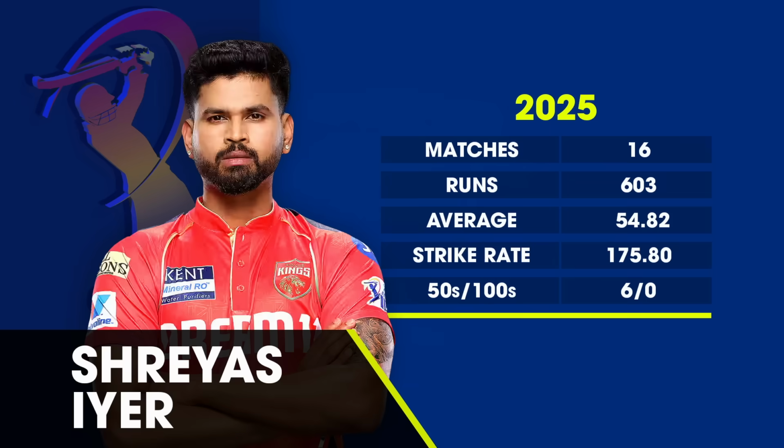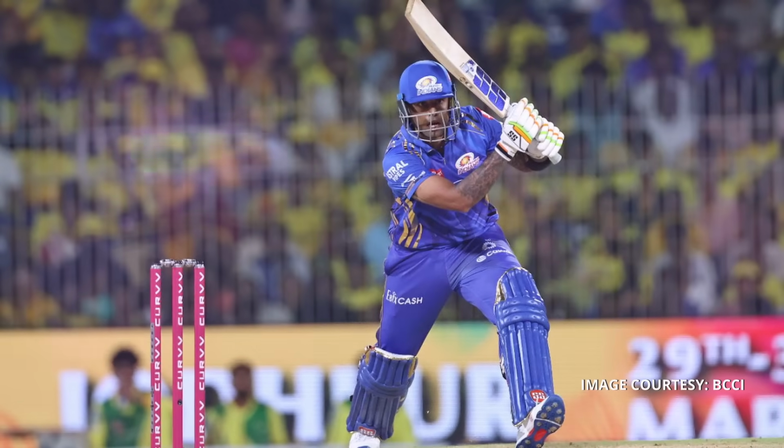So Shreyas Iyer is my pick at number 4. Also, remember, he gets 600 runs, but he gets them at a strike rate of 176. I would have loved to have Surya Kumar Yadav at number 4. That's why I said no more than one number either way.